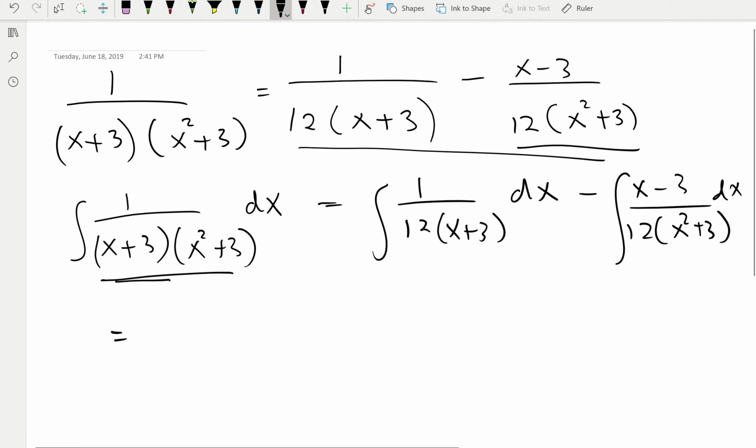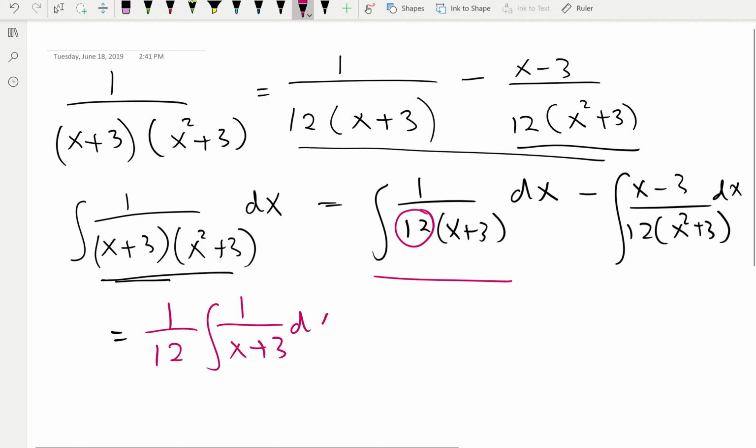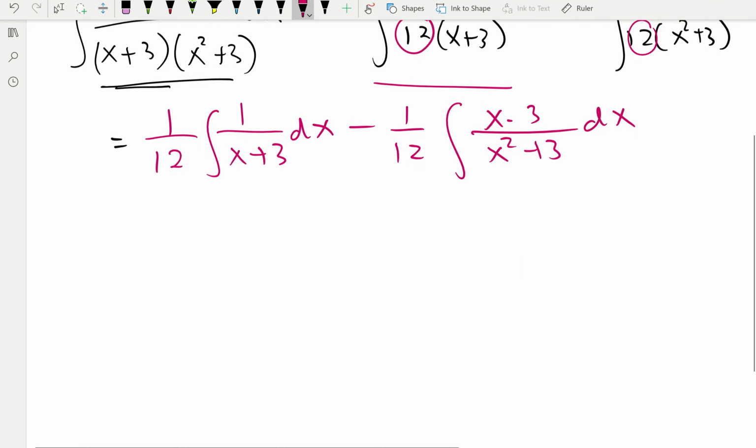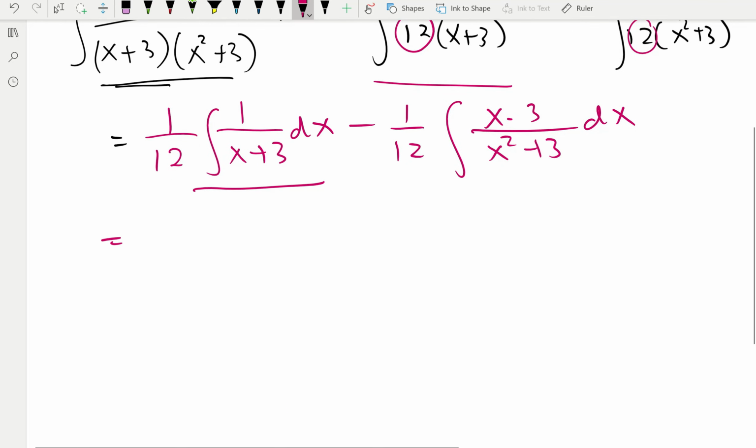Now speaking about integrating the first term, we can pull out this 12 out of the integral. Actually it's in the denominator, so we have to pull out 1 over 12. So you have to integrate 1 over x plus 3, and let's pull out this 12 as well. So it's 1 over 12 times x minus 3 over x square plus 3, integrate with respect to x. Now we all know how to integrate the first term, 1 over x plus 3. If you integrate 1 over x plus 3 with respect to x, you get natural log absolute value of x plus 3 minus 1 over 12.